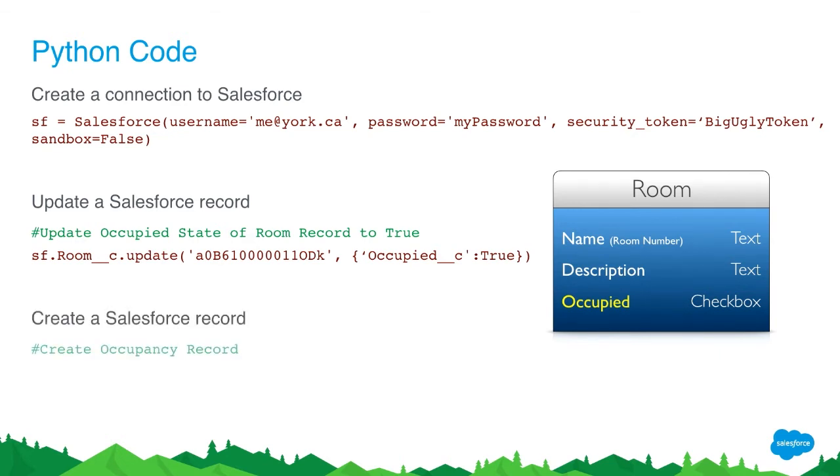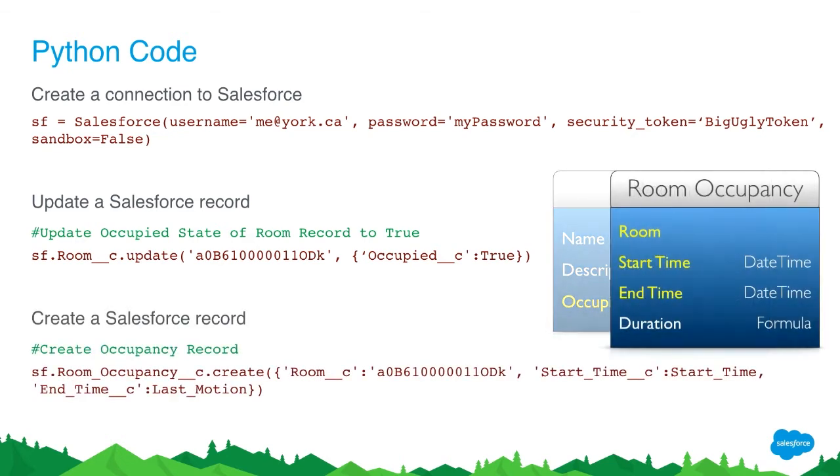The other thing we need to do in our solution is we need to create that occupancy record. And here you can see we are using the same room identification code, and that's obviously because we want to associate those records with the same room.